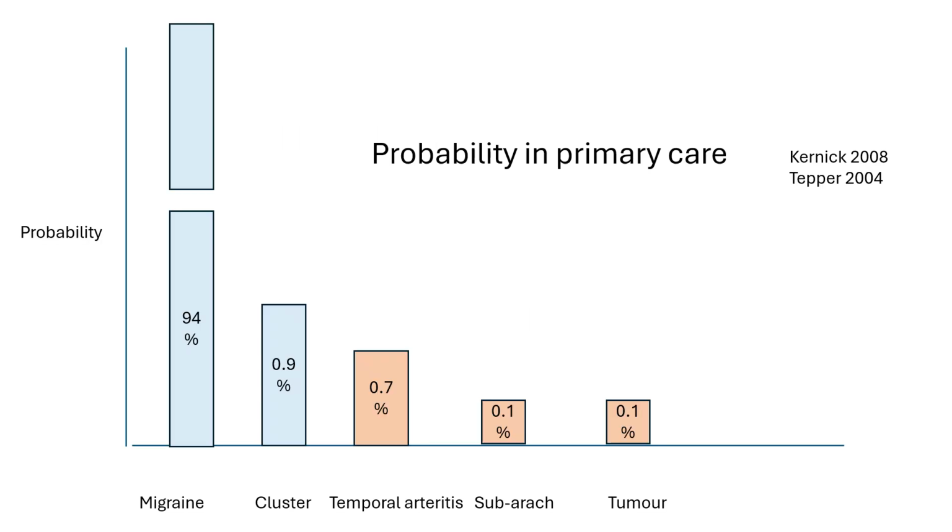So let's look at a simple probabilistic distribution. This is from the perspective of primary care. Migraine is by far the most common diagnosis, followed by cluster headache, temporal arteritis, and then small frequencies of other problems, which are obviously far more serious: subarachnoid hemorrhage, tumour, and other secondary headaches that we won't expand on in any more detail at this stage.